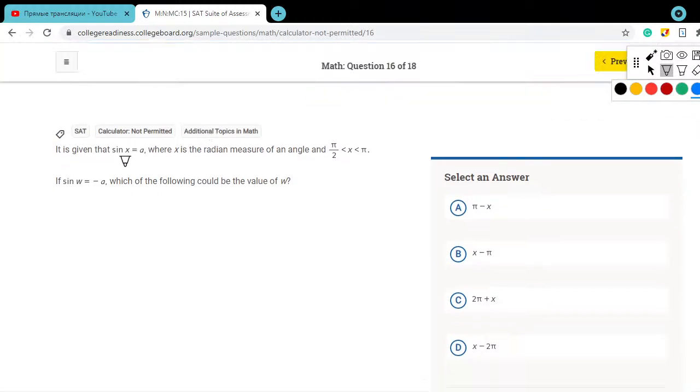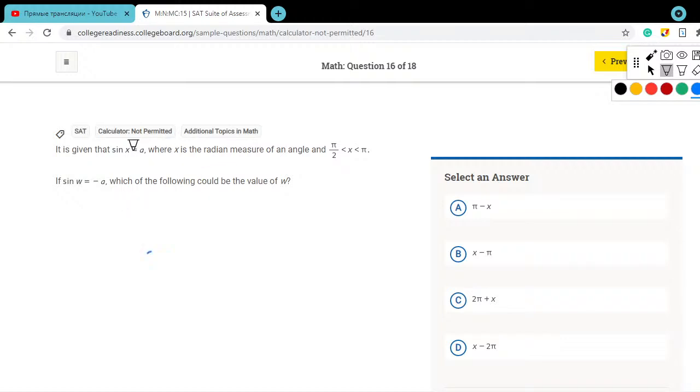It's given that sine x equals a, where x is the radian measure of an angle, and the angle x is between pi and pi over 2. Let's see, if sine w is minus a, which of the following could be the value of w? Okay, that's interesting as well.